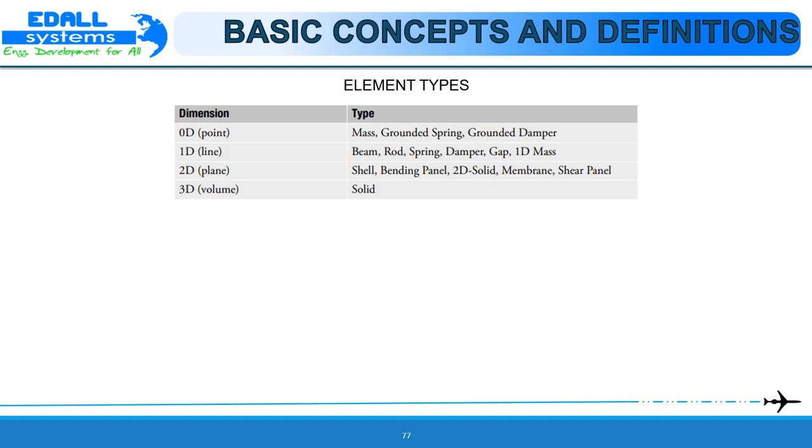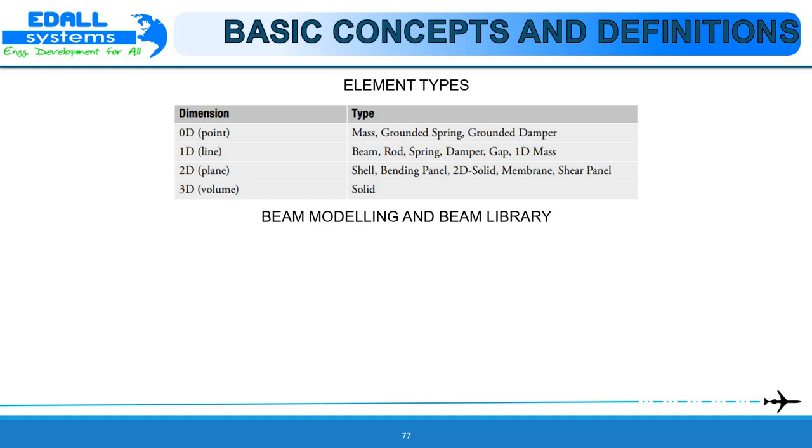You will notice in looking at the table that the 2D element plane can be a shell, bending panel, 2D solid, membrane, or a shear panel. All of these element types can be constructed with the same element topological choice, but they take on the attribute of the element type when the element property is applied. The attributes of different element types are an important topic in engineering, and it is beyond the scope of this guide to describe the attributes of a shell versus a bending panel, and so on.